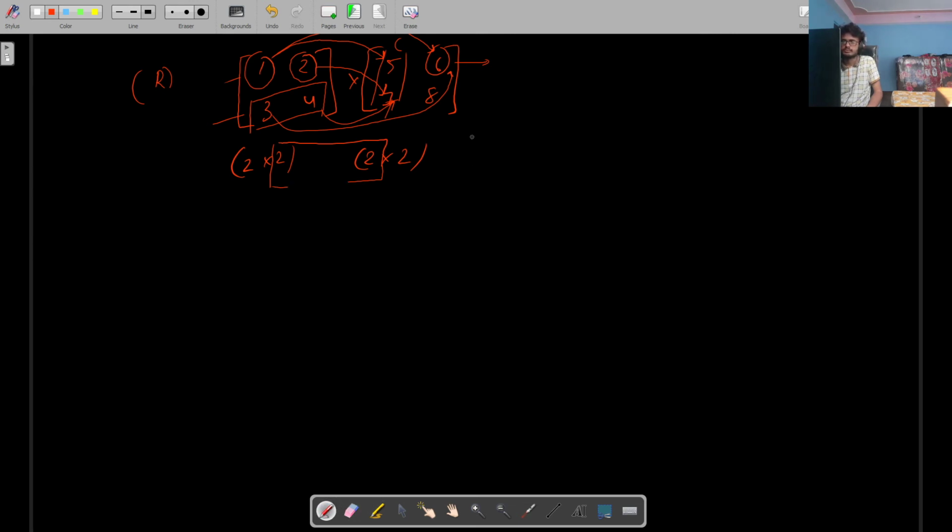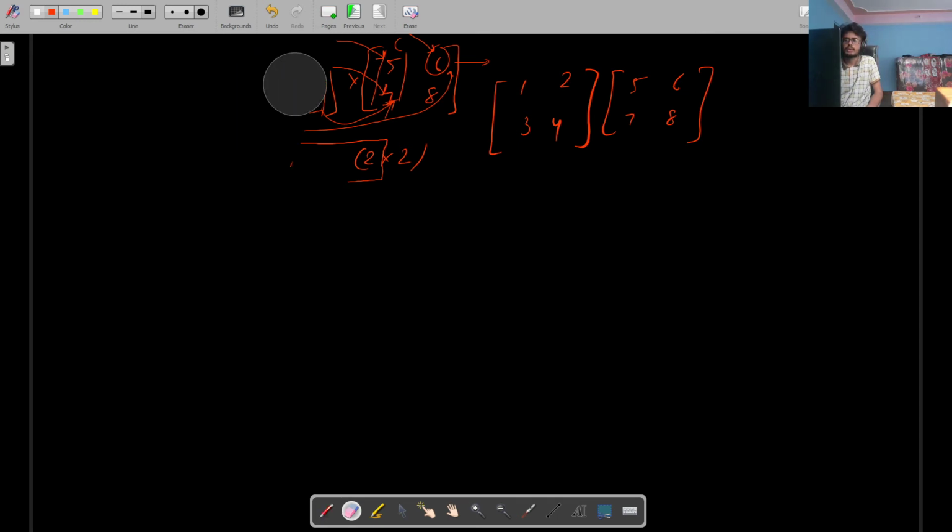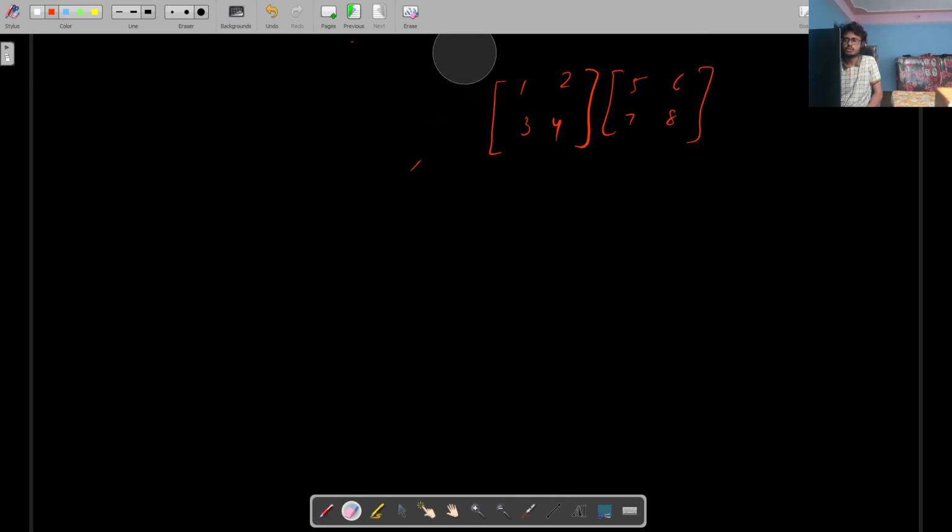Okay, so the matrix is 1 2 3 4 multiplied by 5 6 7 8. This is a row by column approach. You have to take the rows from the first matrix and the columns from the second matrix. Now we take the first row and first column, and we multiply the first element of the first row with the first element of the first column.